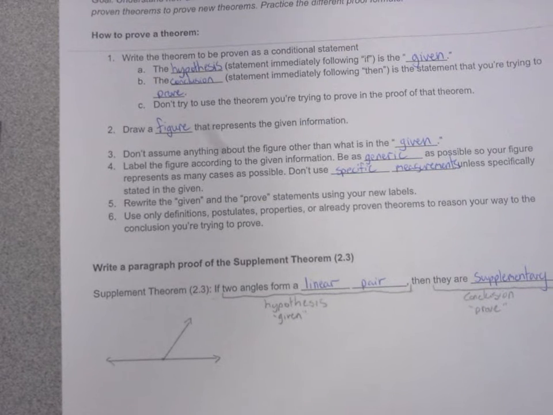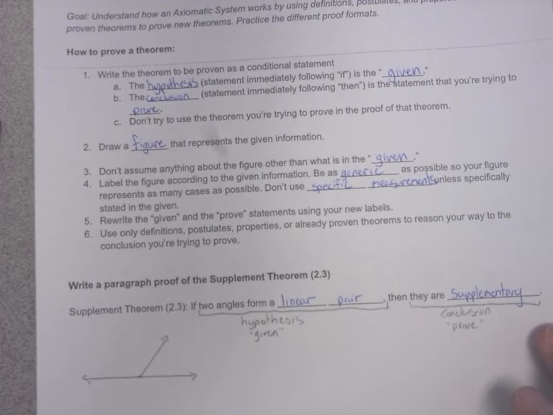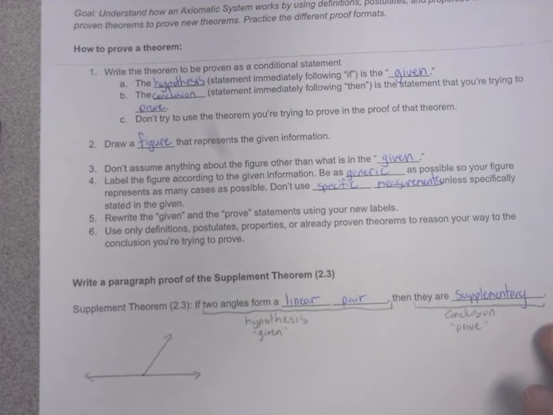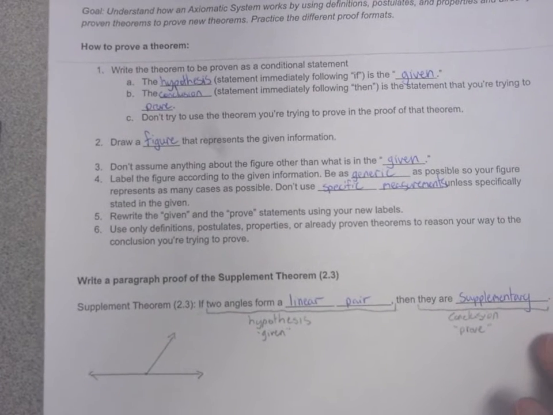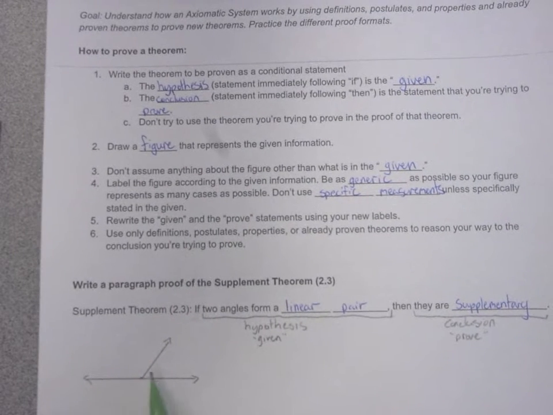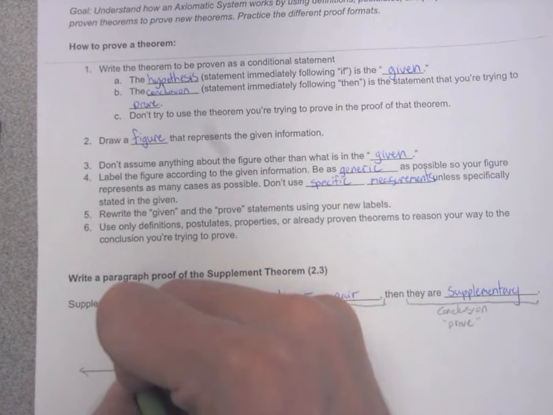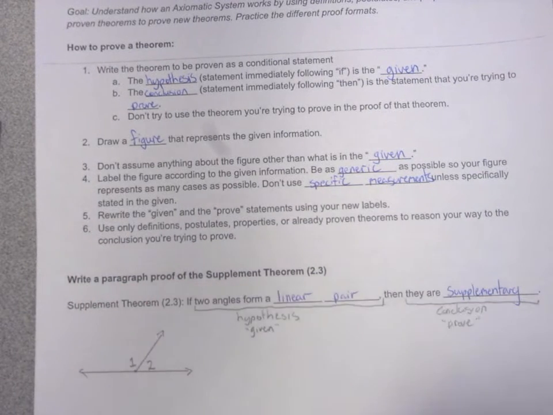Step 4, label the figure according to the given information and be as generic as possible so that your figure represents as many cases as possible. Don't use specific measurements unless specifically stated in the given. So I don't want to label this like 140 degrees and 40 degrees. We want to leave this as generic as possible. So I'm just going to call this angle 1 and this angle 2.